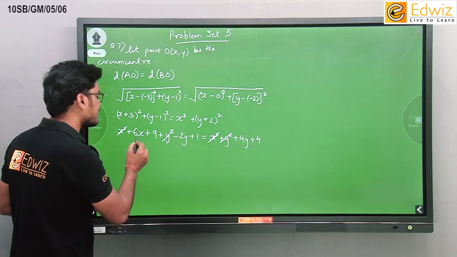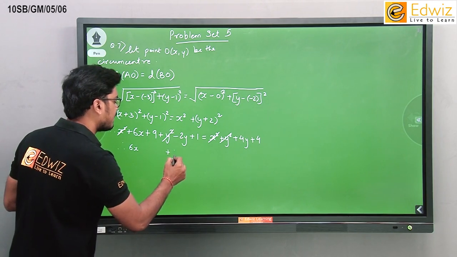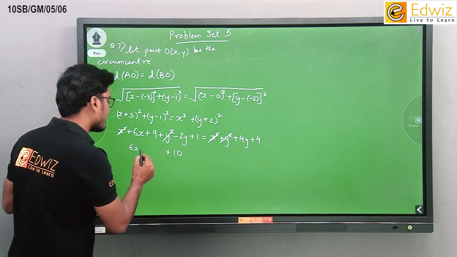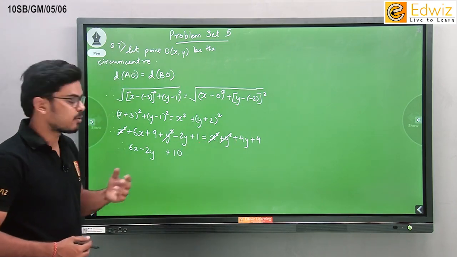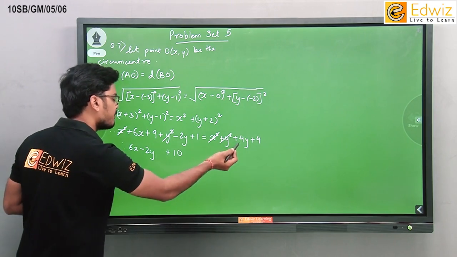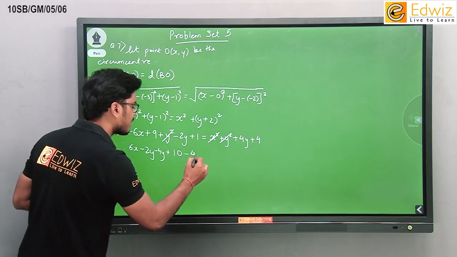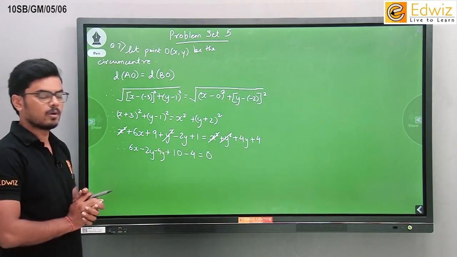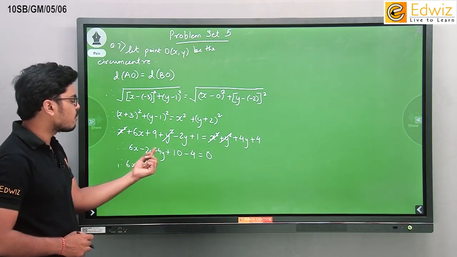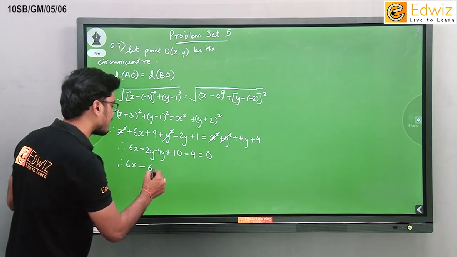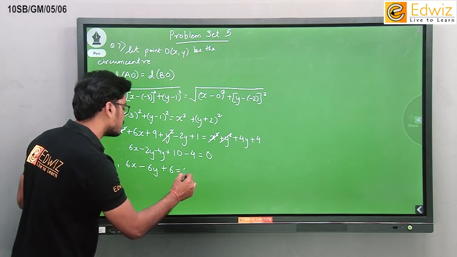सो व्हाट वी आर गेटिंग हियर इज 6x. ओके, प्लस 9 प्लस 1 लास्ट में क्या लिख सकते हैं डायरेक्टली, 10. ओके, और ये -2y एज इट इज. नाउ उस साइड पे +4y और +4 है. अगर हम लोग इस साइड शिफ्ट कर दे तो +4y यहां पे -4y हो जाएगा एंड +4 यहां पे -4 हो जाएगा. ऑन द अदर साइड नथिंग विल बी लेफ्ट बट 0. ओके, सो 6x once again as it is, -2y minus 4y will become -6y. Okay, and 10 minus 4 is becoming +6 equal to 0.